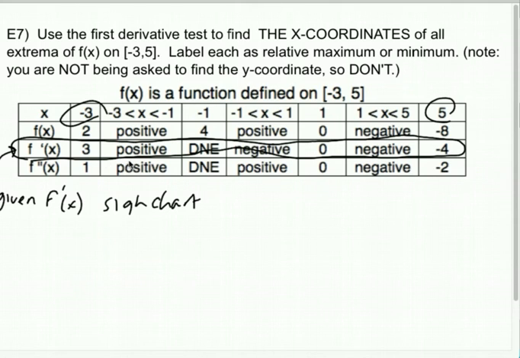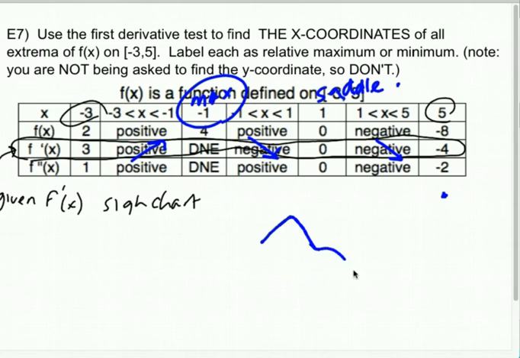If f prime is positive, f is going up, then down, and then down again. So what we're looking at is a graph that essentially has a max at x equals -1 and has a saddle, which is neither, at x equals 1. And then this will be a min, and this will also be a min because our graph goes essentially up, down, level, down again. So we don't know details about how high or low values are.